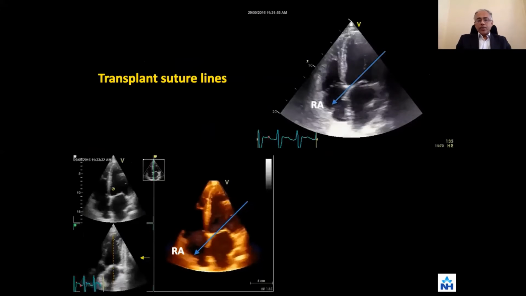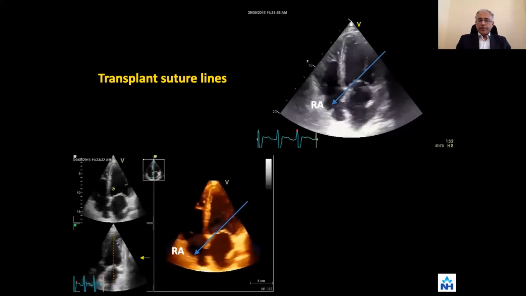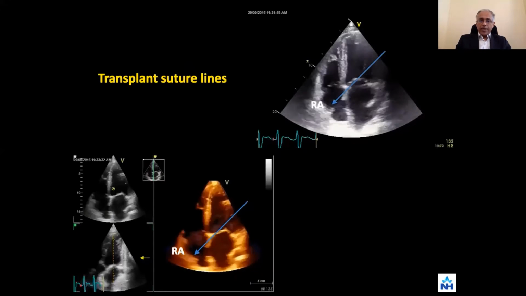Next, you have a small set of patients coming in at certain hospitals. Depending on the type of surgery that has been done, you can see a structure that looks very prominent. This is the point of the suture lines, where you have the native atrial structure and then the transplanted heart. In between, you have this prominent suture line. So this can be very, very prominent, and this is another variant.